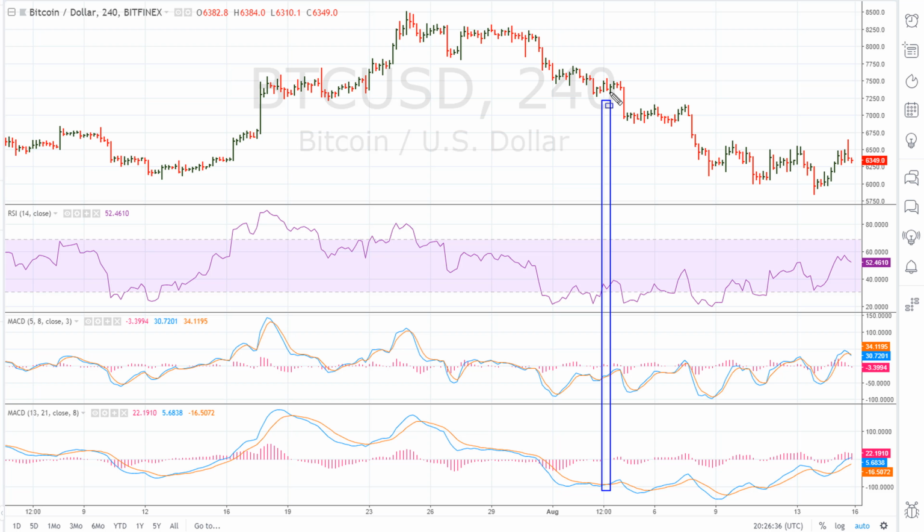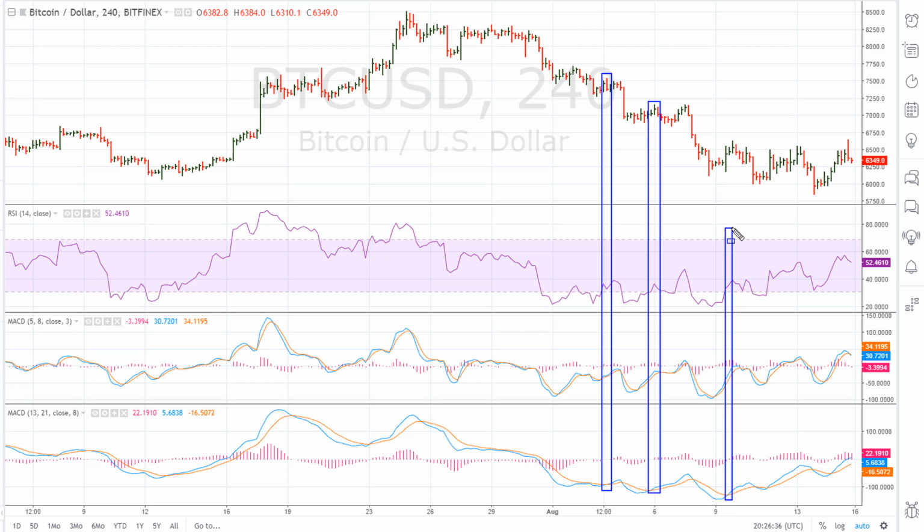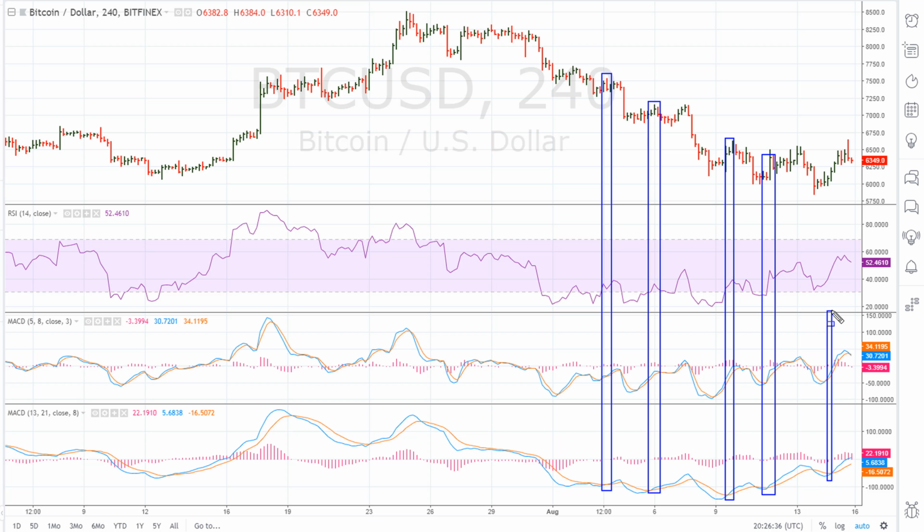So there's a MACD crossover here. There is another MACD crossover here. There is another MACD crossover. And there is another MACD crossover here. Now, all of these MACDs have something. In fact, there is even another one here. All these can be considered bullish MACD crossovers.